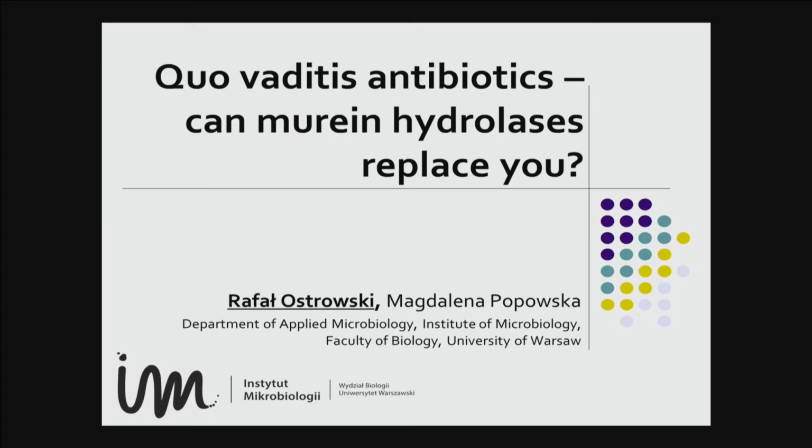Thank you for presenting. I would only add that I'm a PhD student at the Department of Applied Microbiology, University of Warsaw. I ask this question in the title of my presentation because, as you may know, the first antibiotic was discovered by Alexander Fleming in 1928, and the first resistant bacteria were identified four years later, when mass production of penicillin was started.